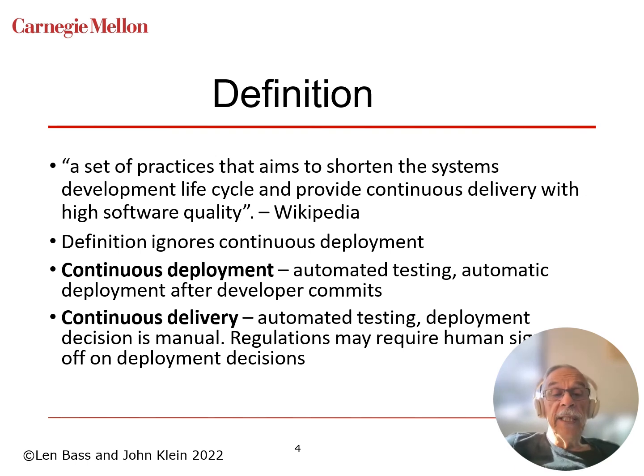Continuous delivery is automated testing, but the deployment decision is manual. This is because there are some environments where a person has to make the decision to deploy something. And that makes them accountable for any problems that occur. And that's a result of some financial scandals that happened in the last 20 years.